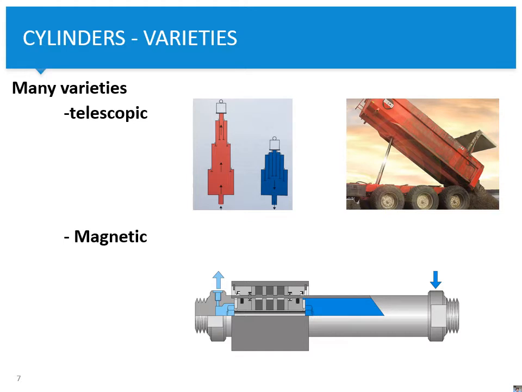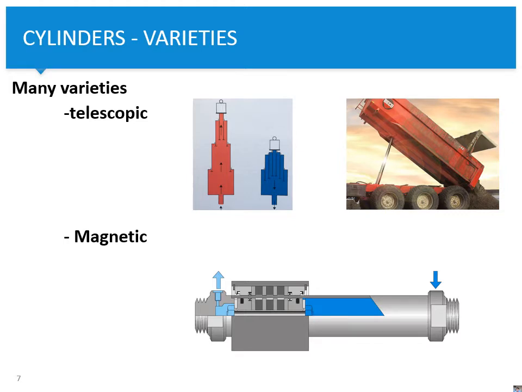And on the bottom you can see a magnetic cylinder. It has a piston that carries a magnet, and on the outside of the cylinder there's some sliding mechanism, which is a magnet as well. So it's connected to the piston by a magnet. So we have an outside slider, moving on the outside of the cylinder because of magnetic forces.